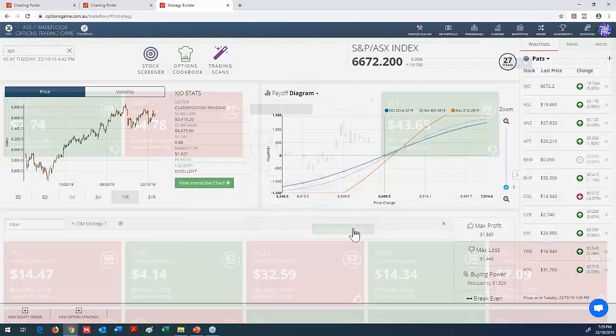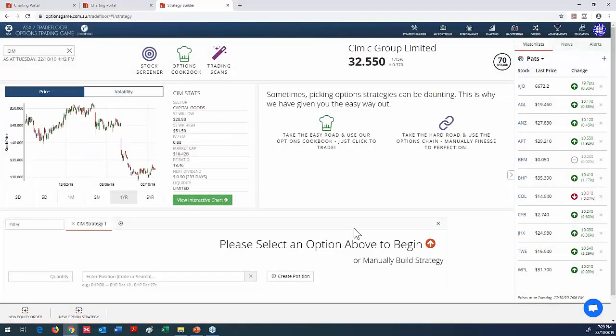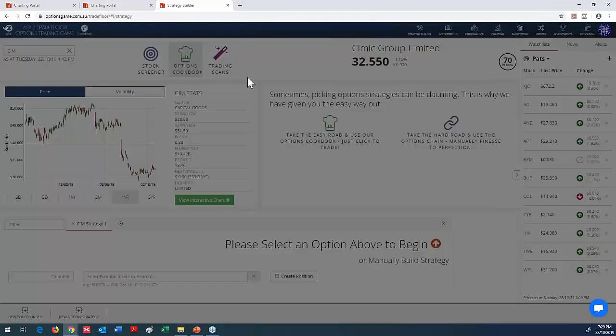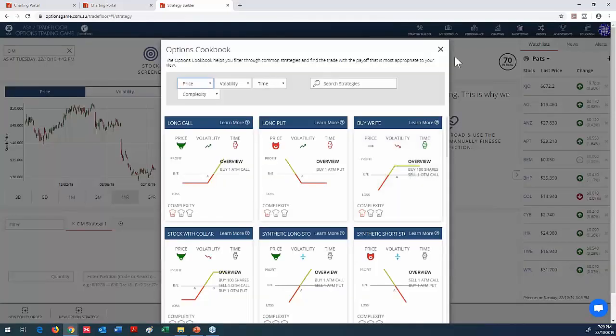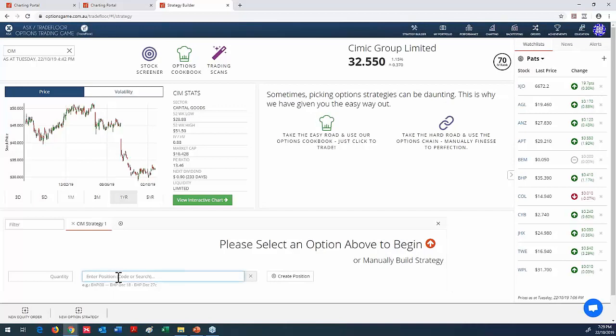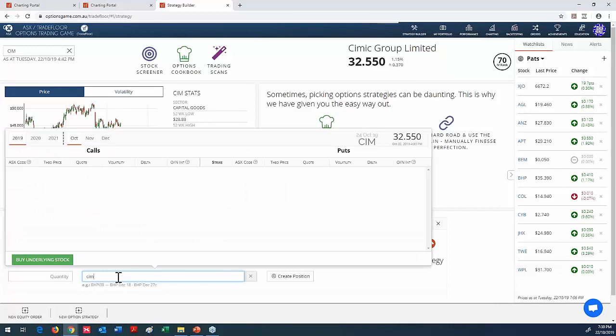In terms of the IV rank, that's really from a covered call, cash secured put point of view. That's all you really need to think about from an IV rank point of view. It just shows how much we're actually possibly going to get out of that market. The easiest way to create a cash secured put or a covered call is to type it in the box below. I wouldn't even use the options cookbook for this because you know specifically what level you want to buy it at. So 32, for example, is that level. You'll need to type in CIM, which is the code, and that's going to bring up the options chain.